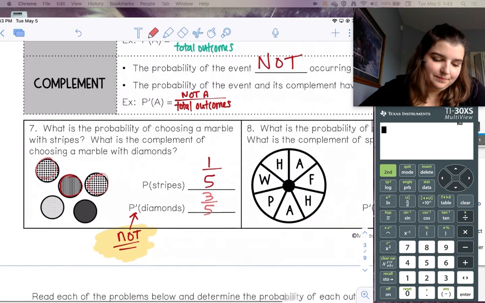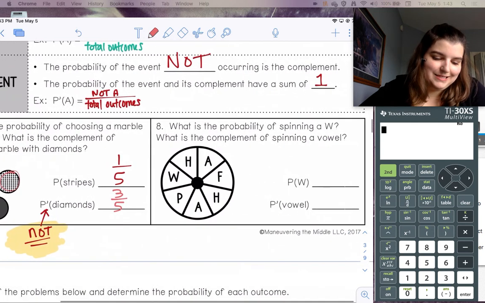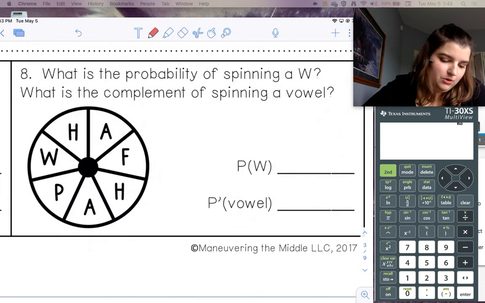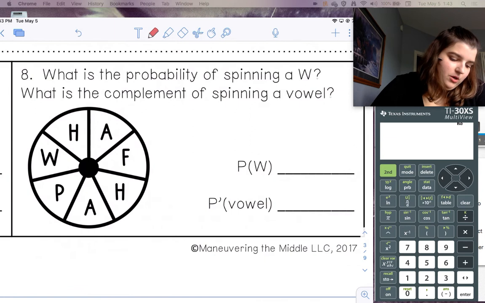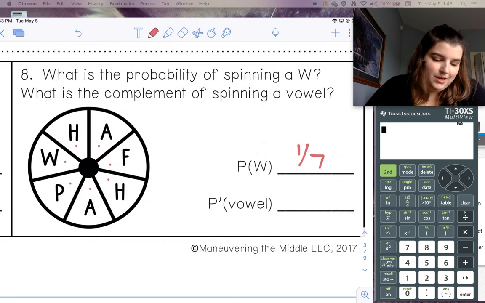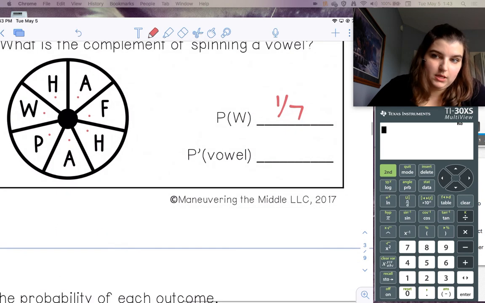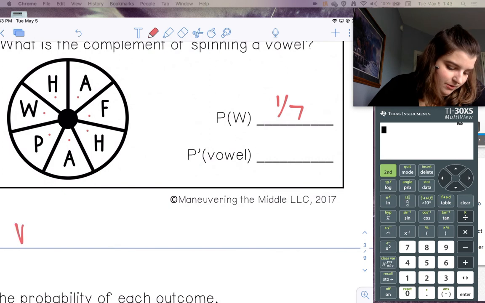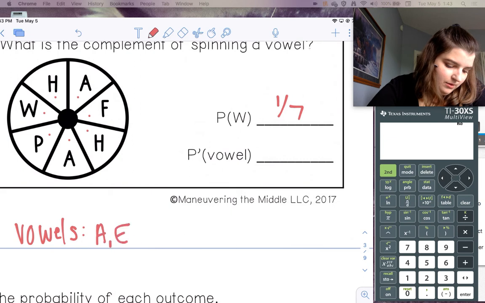Next, the probability of spinning a W. There are 1, 2, 3, 4, 5, 6, 7 sections, and only 1 is W. And not getting a vowel. So just a little vowels lesson because it comes up sometimes, right? What are the vowels? They are A, E, I, O, U.